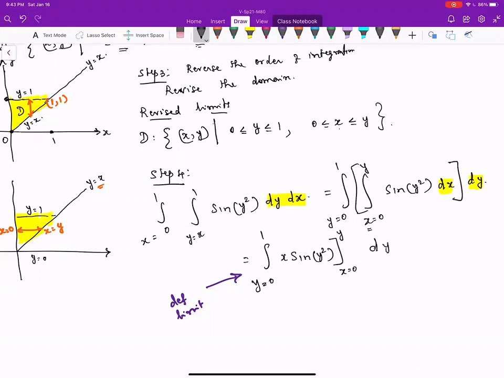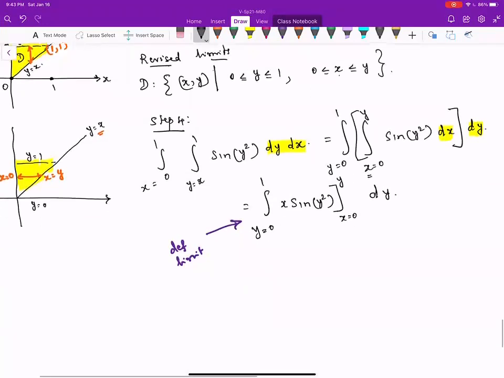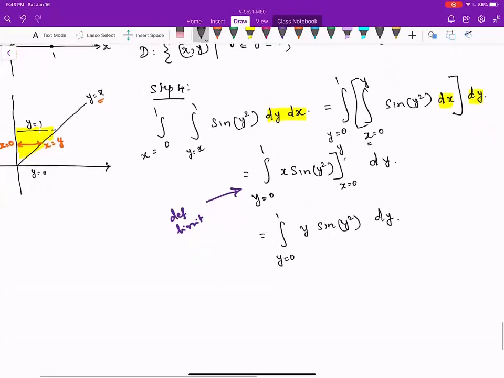Then you're going to integrate with respect to y. So it is integral, y varying from 0 to 1. Now you plug in the limits. So it's y, plug in the limits for x, so y sine of y square, then at the lower limit x equal to 0. Now we can easily integrate by suitable substitution. Use the u-sub method. So the u-sub method works now.